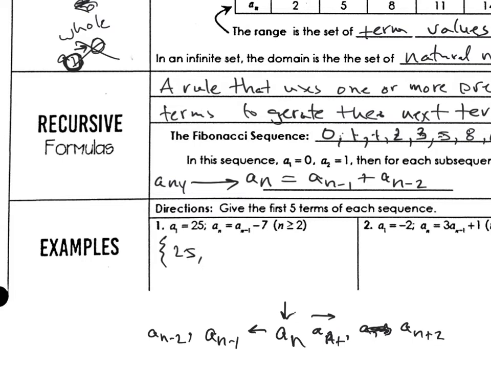All right, so this is what I'm talking about right here. To find the term you're looking for. What term are you looking for? I don't know. Whatever term it is. Any term. Take the number before it and subtract 7. So 25 minus 7 is 18. Minus 7 is 11. Minus 7 is 4. Minus 7 is negative 3.